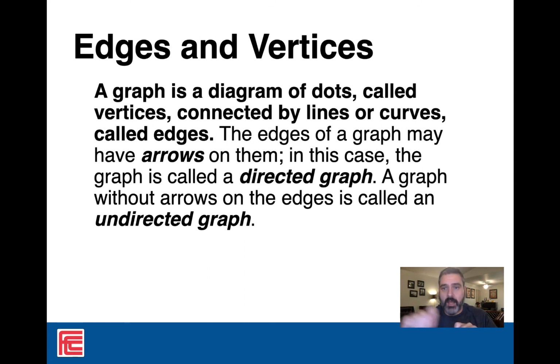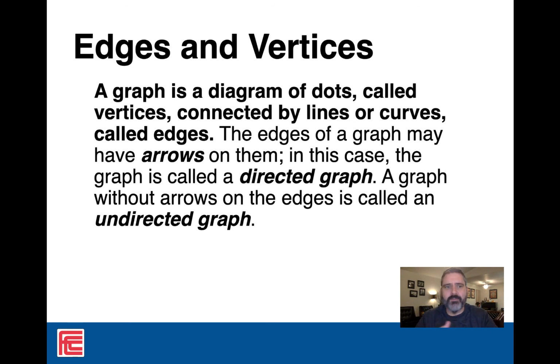Sometimes those lines can have arrows on them because the relationship is directional, right? Maybe it's a one-way street. So if it's a one-way street, well, I can go from point A to point B, but I can't go from point B back to point A because it's a one-way street. I'm going to have to go to point C, D, and then back to A, right? That's just the way one-way streets work. And so if the relationship is directional, we might draw an arrow on it. That would mean that our graph is called a directed graph.